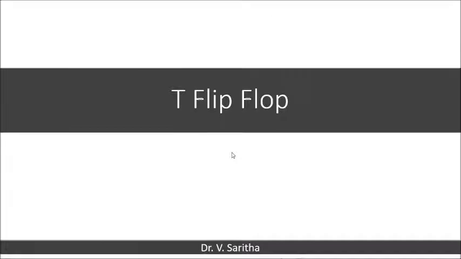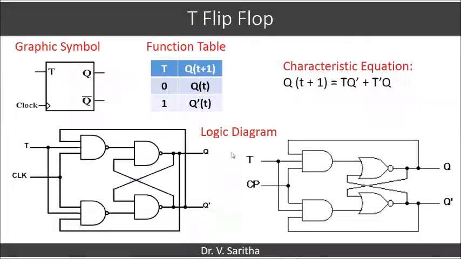Now we will see T flip-flop. The different ways of representing T flip-flop are shown here. T flip-flop also will have a single input and two outputs. That is, T is the input, and Q and Q bar will be the outputs. T flip-flop can be obtained from the JK flip-flop by just connecting J and K together and representing as T. T stands for toggle. That is toggle flip-flop.